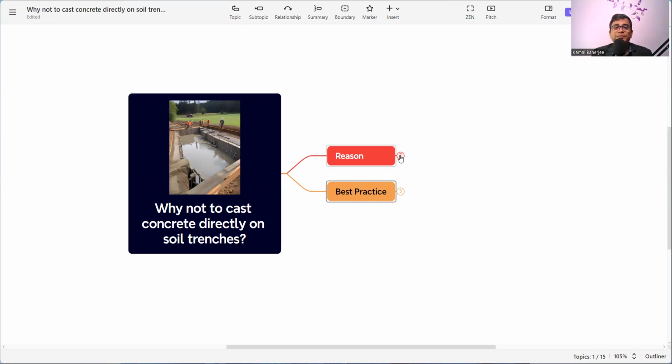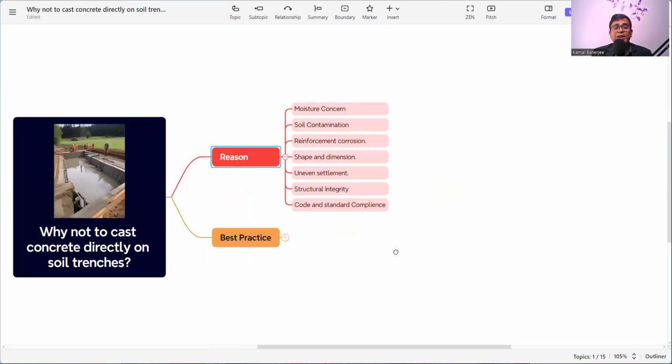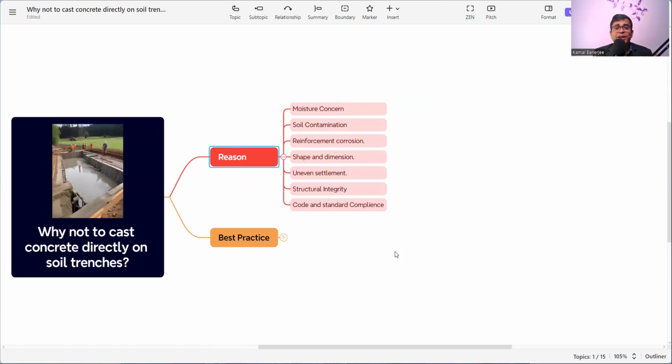So let's start. What is the reason why not to cast concrete directly on the soil? First thing is moisture concerns. Now, if we are placing the concrete directly on the soil, two things can happen: moisture from the soil can come into the concrete, or the soil can take the water from the concrete. Both ways it is harmful.